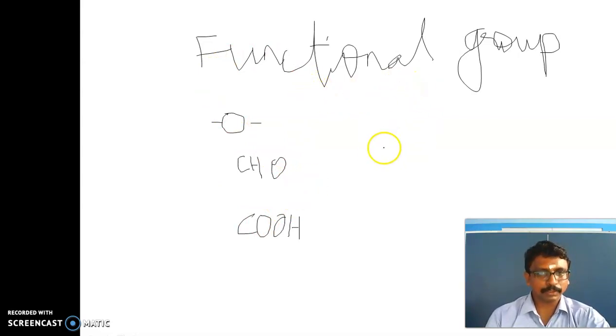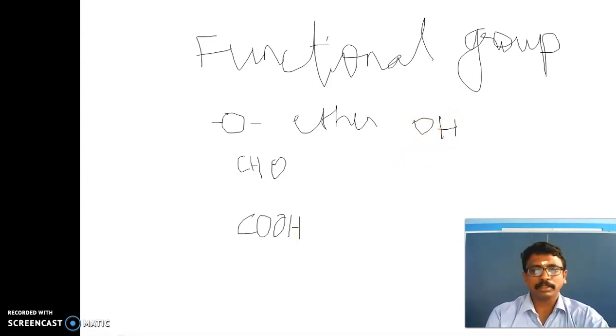There are various functional groups: OH, oxygen, CHO, COOH. If oxygen is there, the functional group is ether. If CHO, we call it aldehyde. If COOH, we call it carboxylic acid. If OH is there, we call it alcohol. So these are the various functional groups.